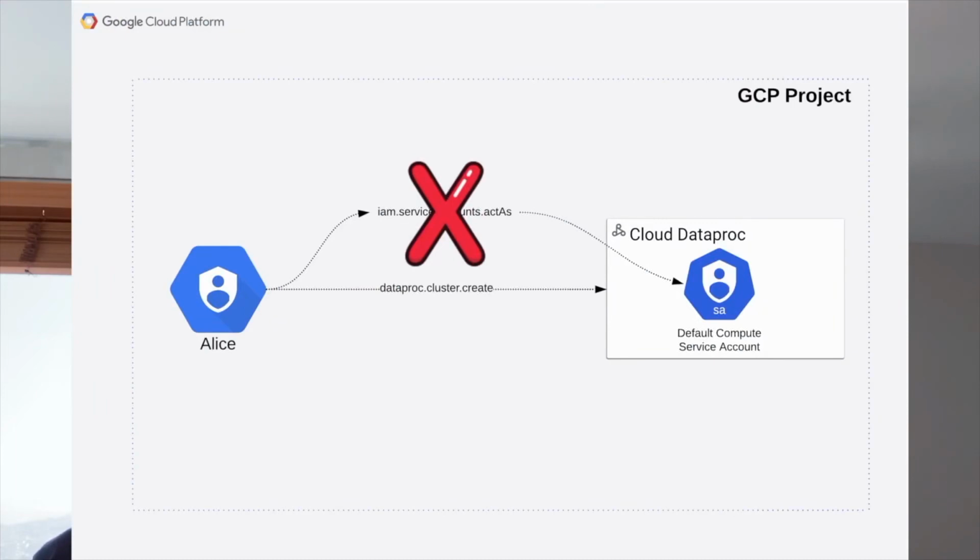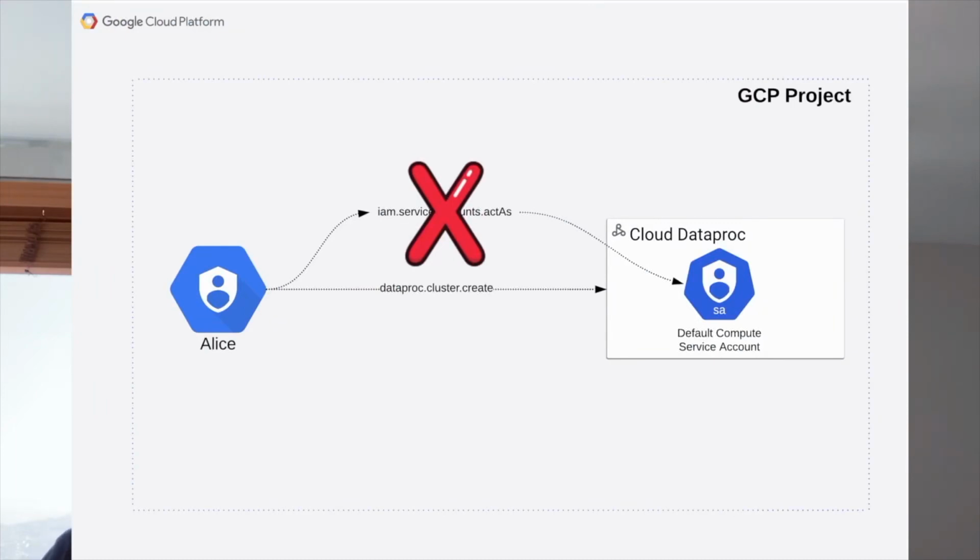When you spin up a Dataproc cluster, like a lot of things in GCP, it will default to using the default compute engine service account. This means by default, your Spark jobs will run as project editor. You only need the permission Dataproc cluster create to spin up this cluster. You don't actually need the act as permission on the default service account.